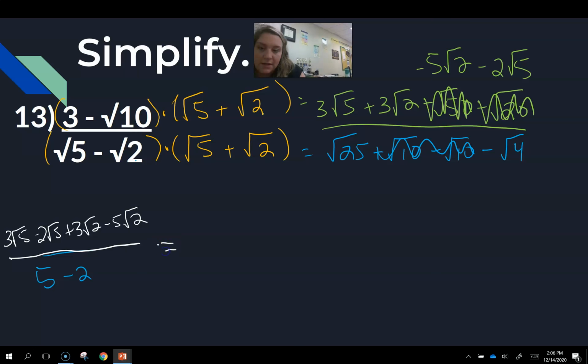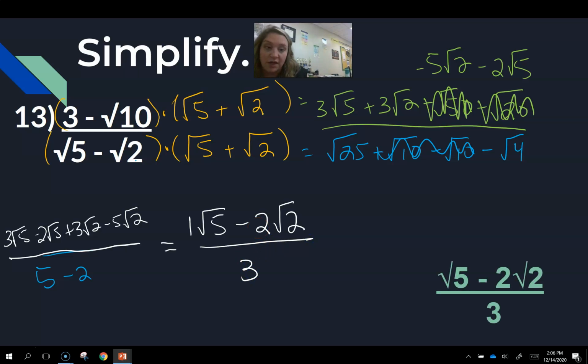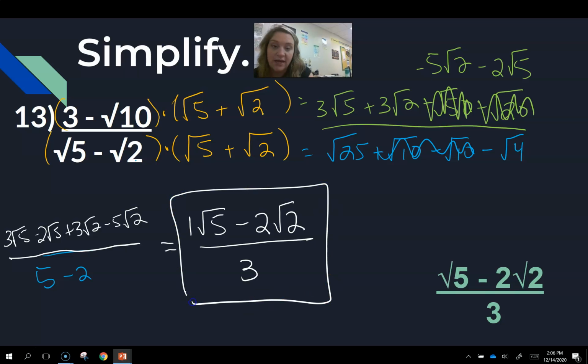Okay. So 3 minus 2, that gives me 1 square root 5. 3 minus 5, that gives me negative 2 square root 2. And it's all over 3. And that's as far as we can go. Notice I have a 1 in front of my square root 5. The answer doesn't need it. It's the same thing. You don't have to write it if you don't want to, or if you want to, you can.